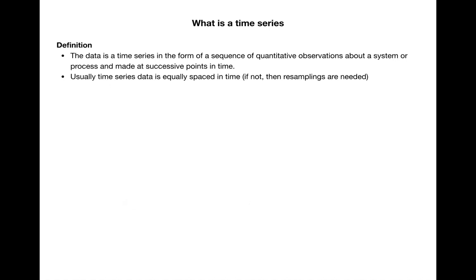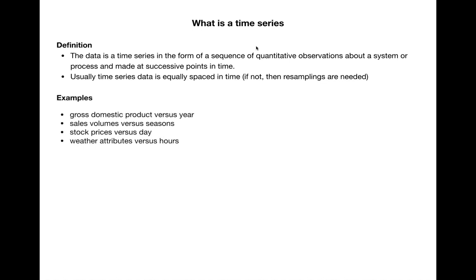Right, so what is a time series? A time series is data in the form of a sequence of time. Usually it's a time sequence, which means that your data varies with time. Usually these time series are equally spaced in time. If not, sometimes you have to do resampling, which is really straightforward to do with pandas.